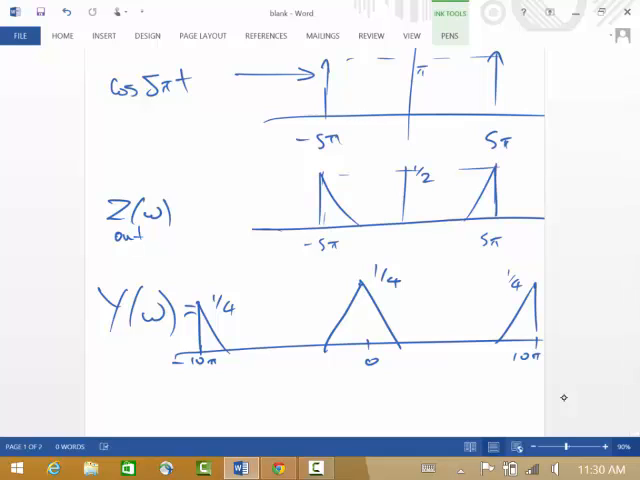Is that correct? Yeah. For all I know, this could be back to front, but I think that's right. Does that seem okay? So that's part B.